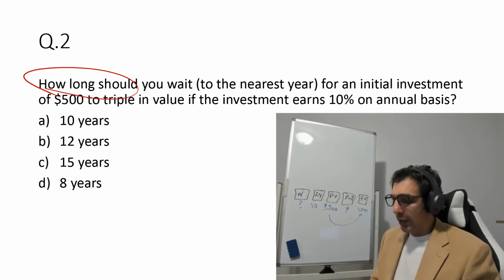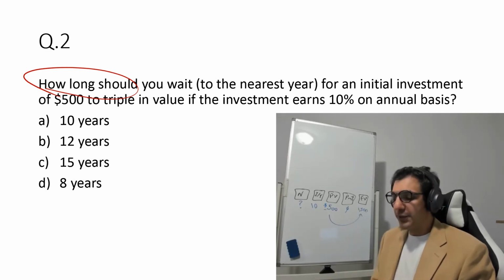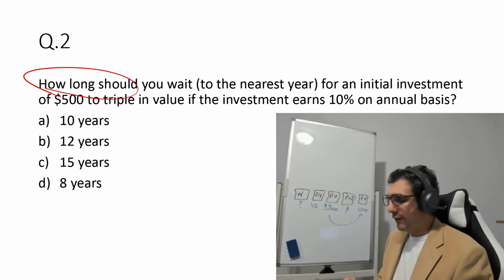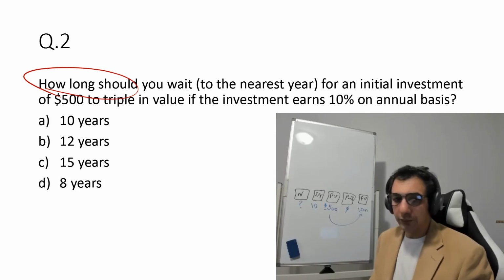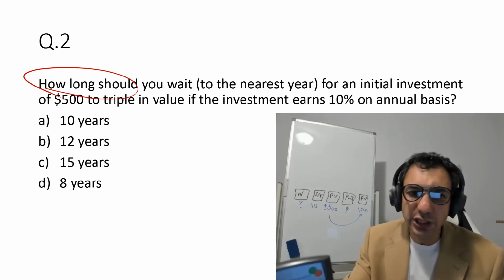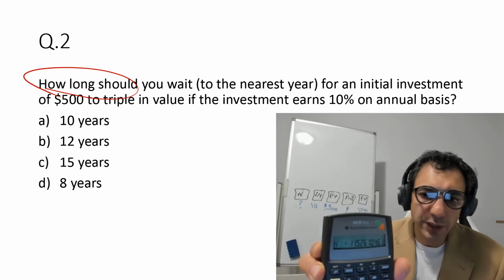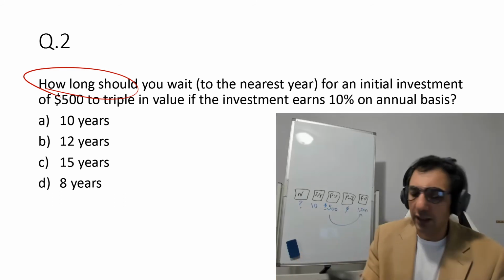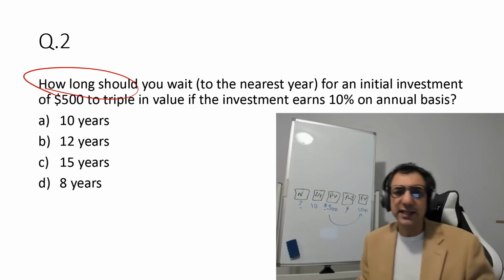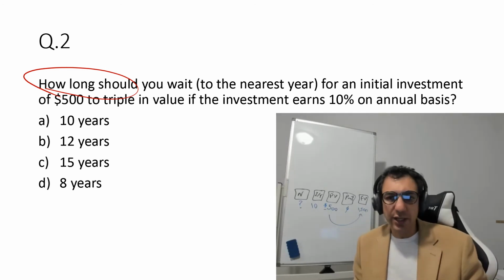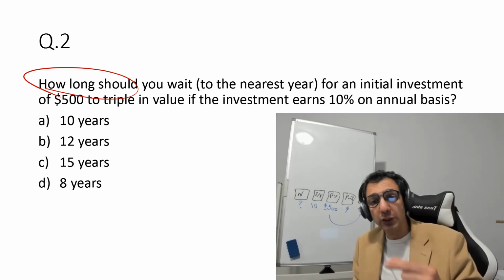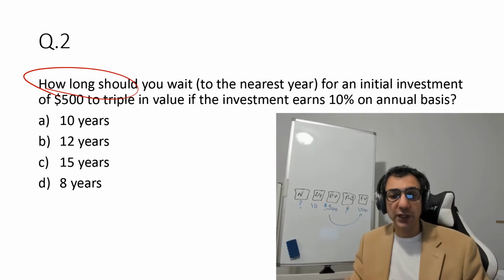So I skip N, I don't have N, I is 10%, 10I, PV is $500 negative, payment is 0, future value is $1,500, you are computing N. So you see when you enter these numbers, it gives you N as high as 11.52. Here it is saying to the nearest year. So the nearest year I have in the options is 12 years. So it takes 12 years for you to triple your money from $500 to $1,500.